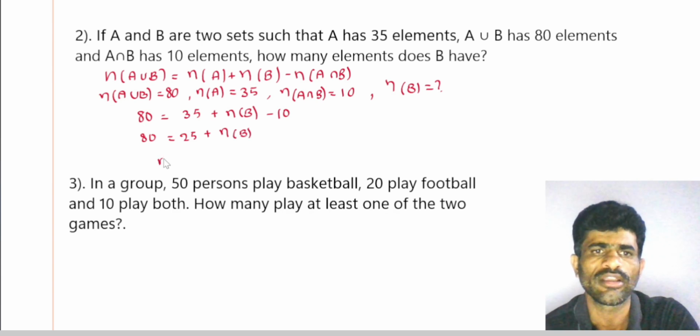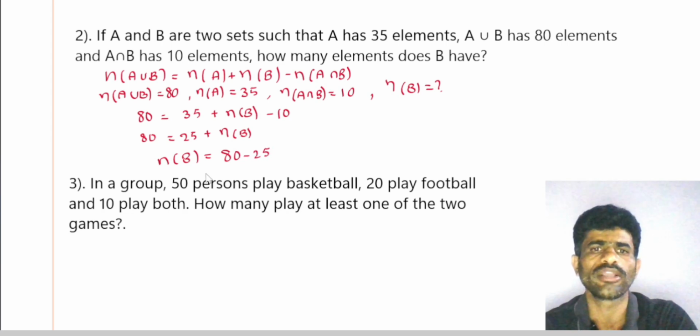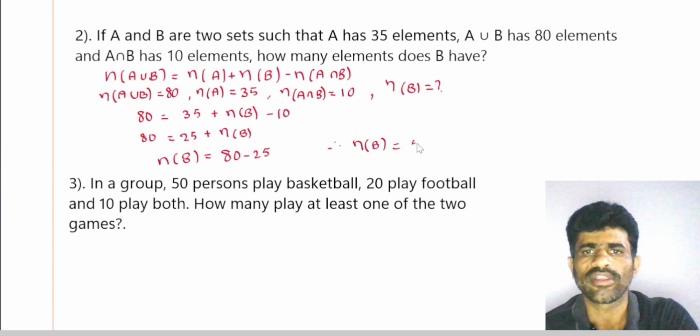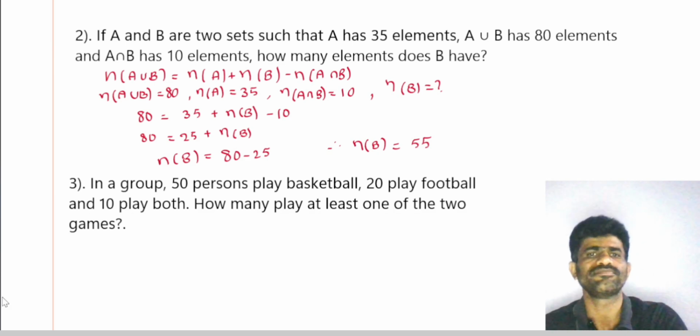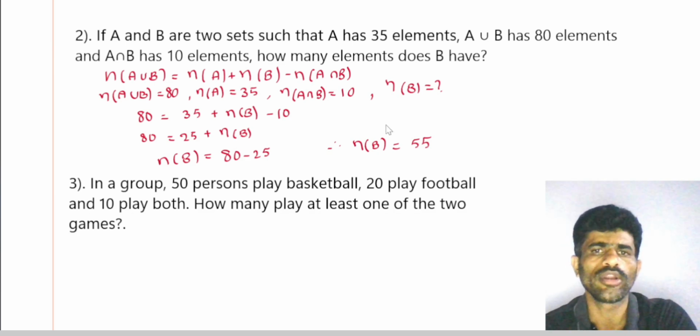Now to get n of B, transpose 25 to that side. We get n of B is equal to 80 minus 25. 80 minus 25 is how much? 55. Therefore, n of B is equal to 55. There are 55 elements in set B. Hope you understood this solution also.